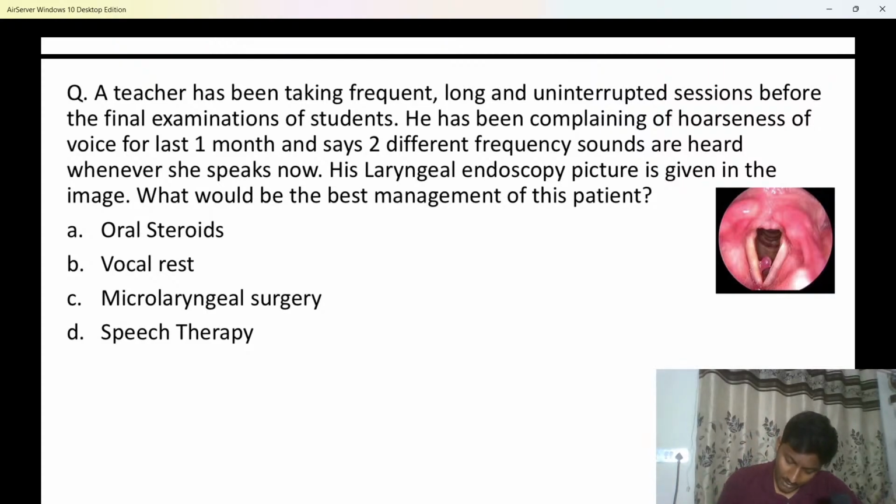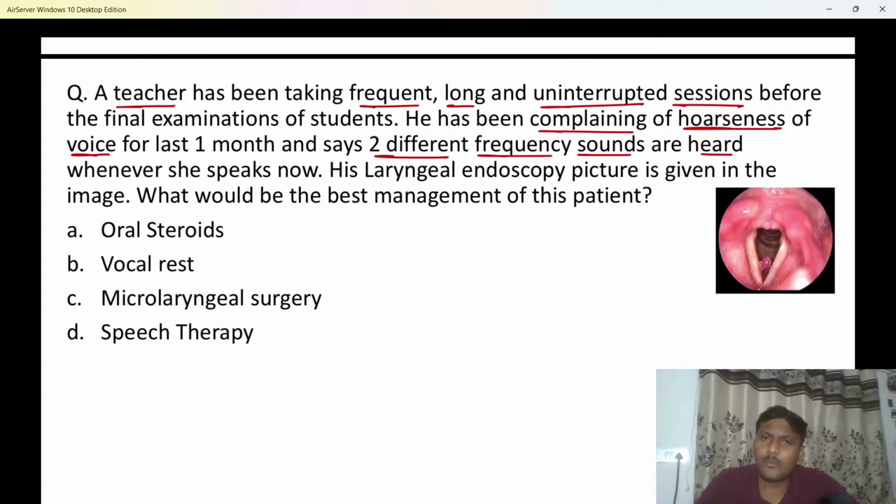Okay. Next question beta, it states a teacher has been taking frequent, long and uninterrupted sessions before the final examinations of students. He has been complaining of hoarseness of voice. Okay, hoarseness is very rough voice. The patient will have a very hoarse kind of voice. This is called hoarseness of voice beta, for the last 1 month now, and says two different frequency sounds are also heard.